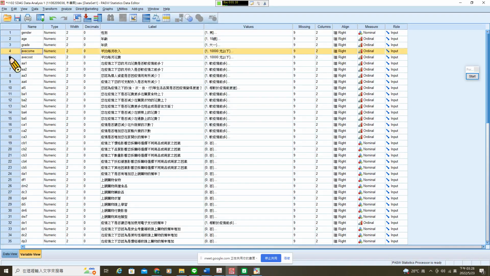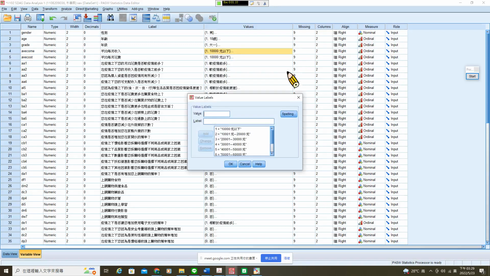So let's look at this one. I noticed that there are two variables here, average income and average cost. So this is related to the average monthly income and average monthly spending. If we look here, this is apparently ordinal, right? Starting from 9, 8 is higher and higher, right? So there's a ranking. Start high, the highest is 8, then 9, and the lowest is 1.